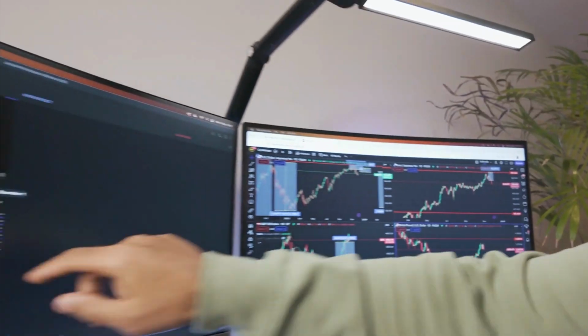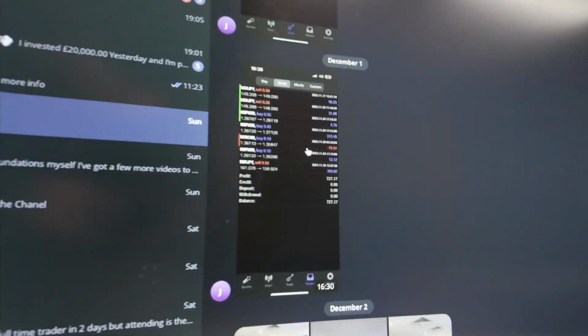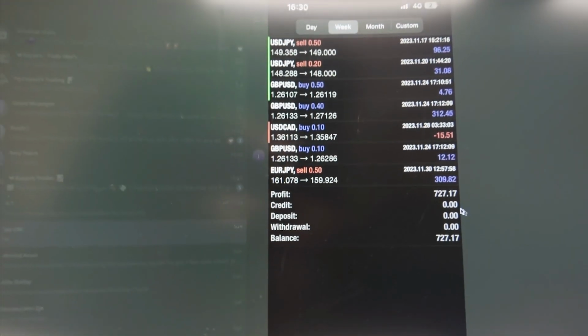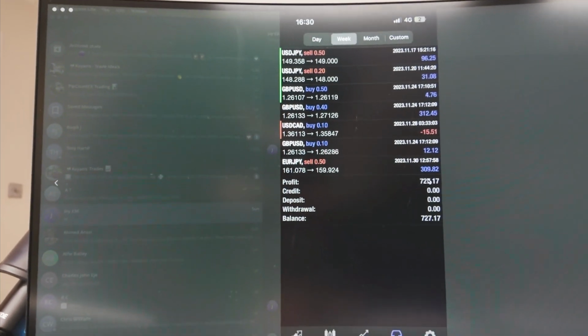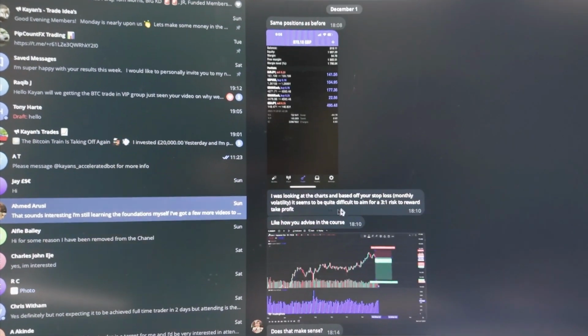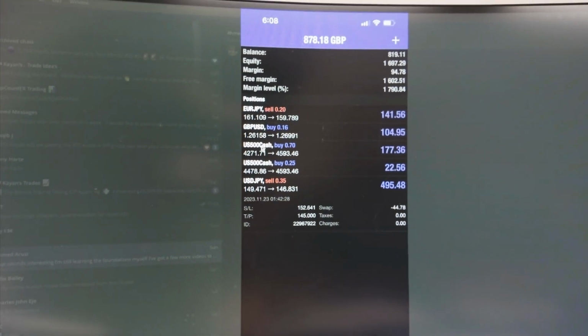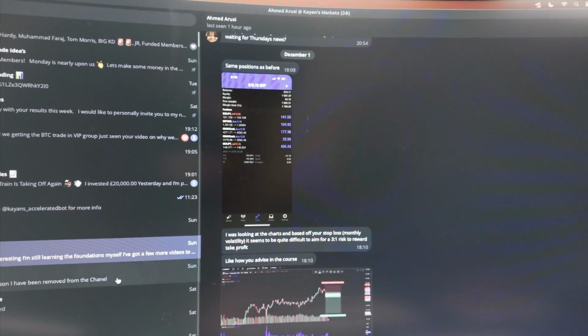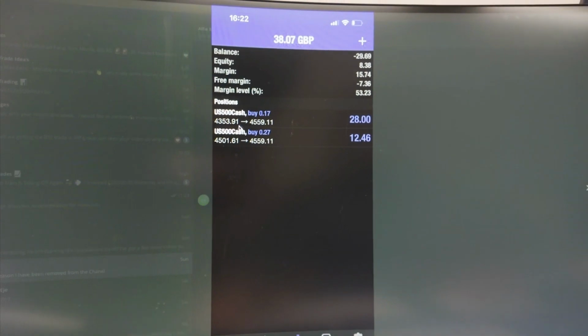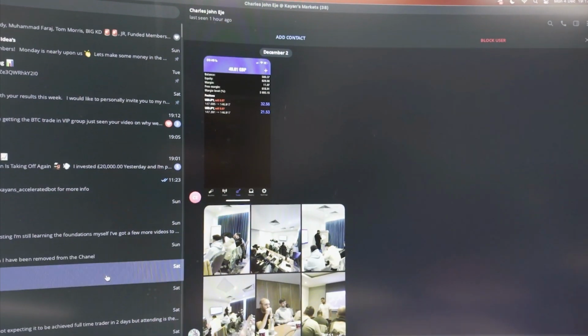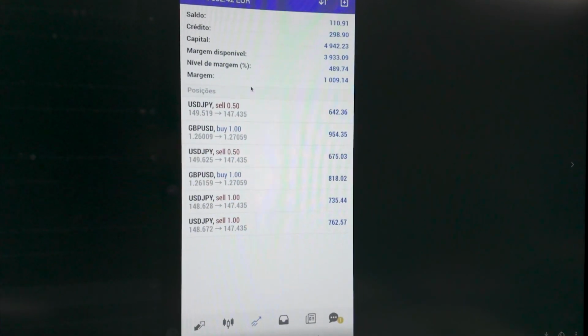Here are some of the results of the members that have been sending me their results on Telegram. You can see exactly the same trades. This member made £727. This member has made himself £878. Look, guys, exactly the same trades that I've been sharing with you. All the members' results that they've been sharing with me are the same trades that I have been sharing with you, because the members are part of my VIP service and they're making exactly the same trades and making a lot of money.